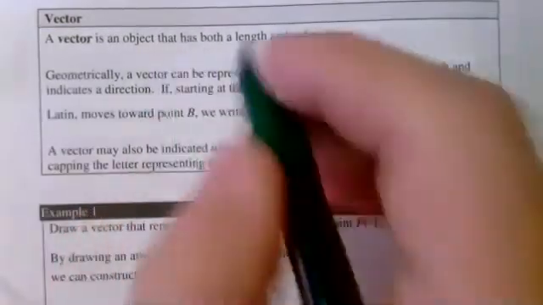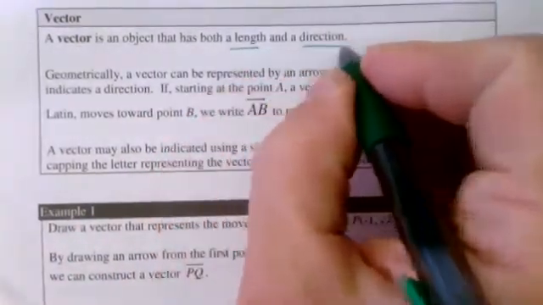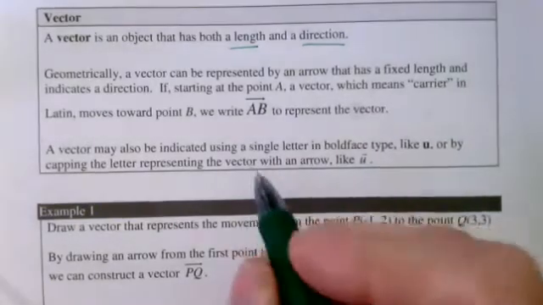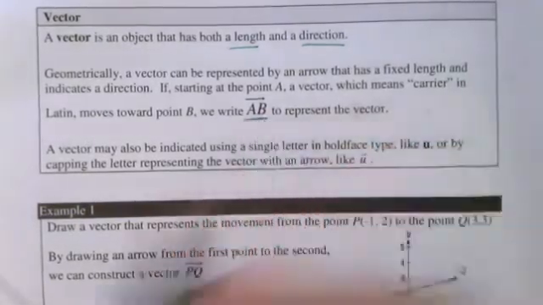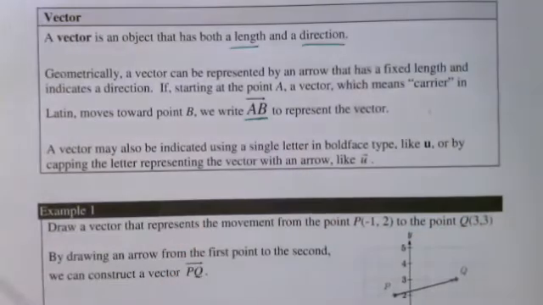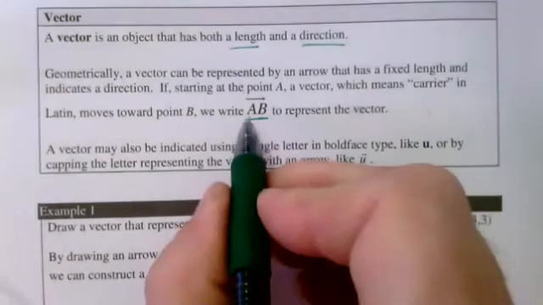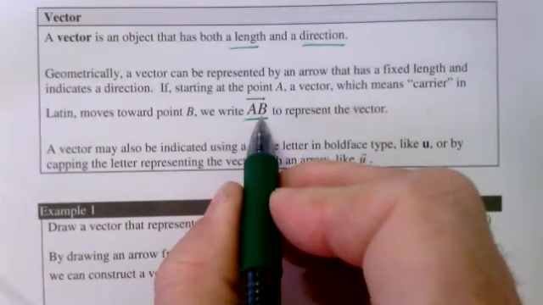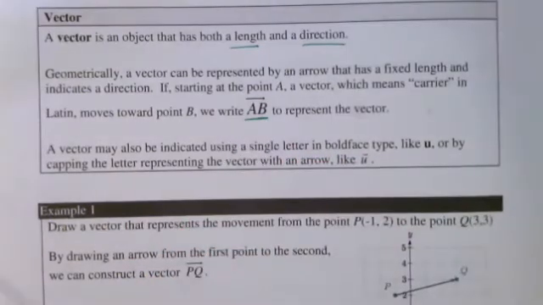A vector has both length and direction. Length and direction, those are the two. We've got to make sure we're careful about that. We normally write a vector as AB, with an arrow pointing one direction. In geometry, we refer to that as a ray. So that's going from point A towards point B. Okay, from A towards B.